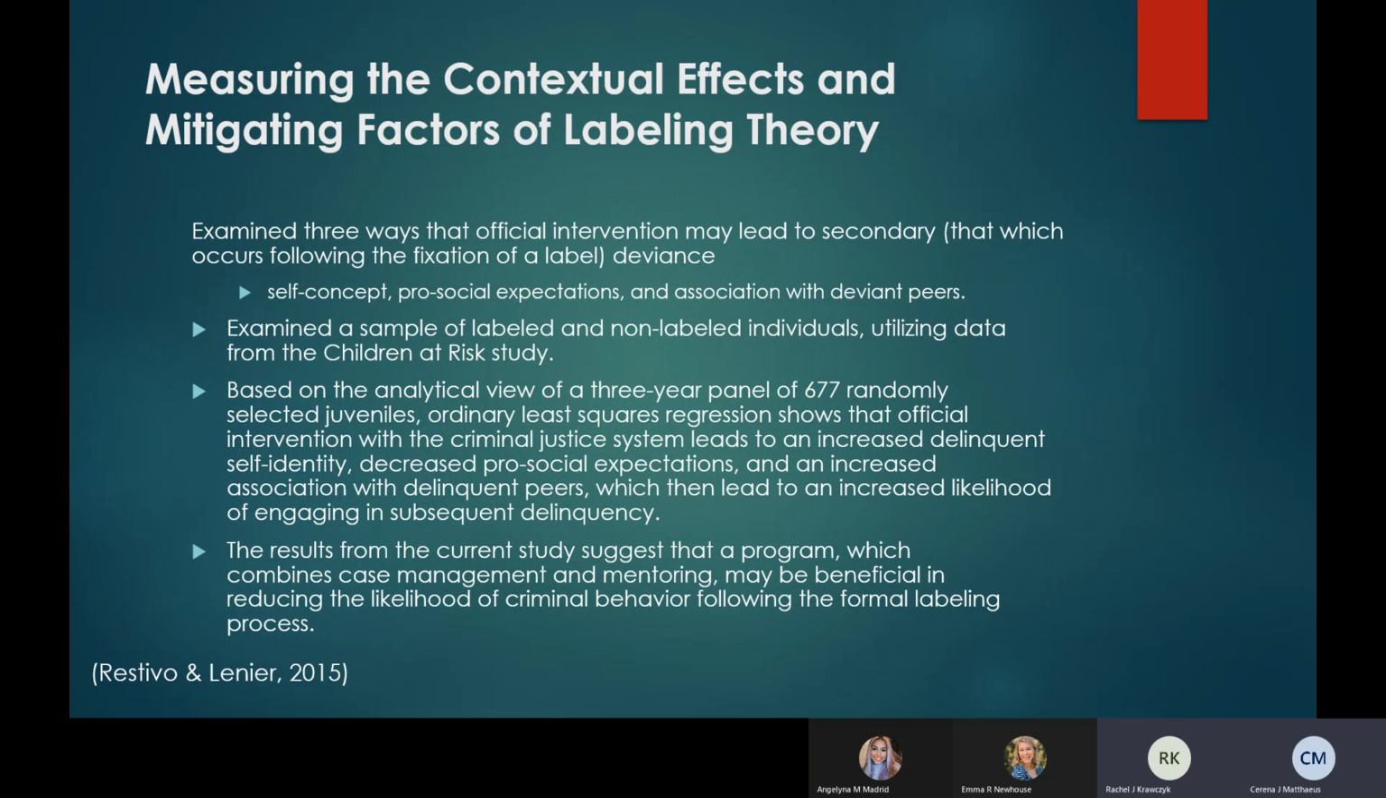They examined a sample of labeled and non-labeled individuals, just like the other article, using data from the Children at Risk study. Based on a view of a 3-year panel of 677 randomly selected juveniles, ordinary least squares regression shows that official intervention with the criminal justice system leads to an increased delinquent self-identity, decreased pro-social expectations, and an increased association with delinquent peers, which then leads to an increased likelihood of engaging in delinquency again.